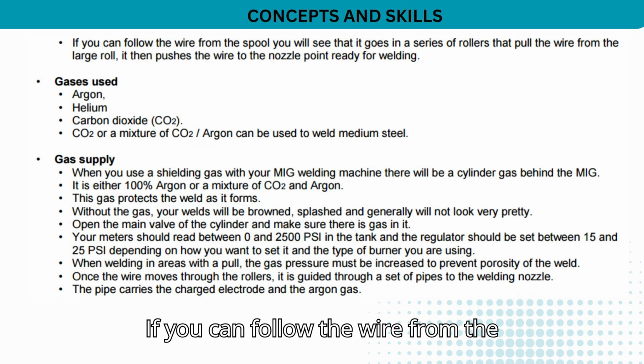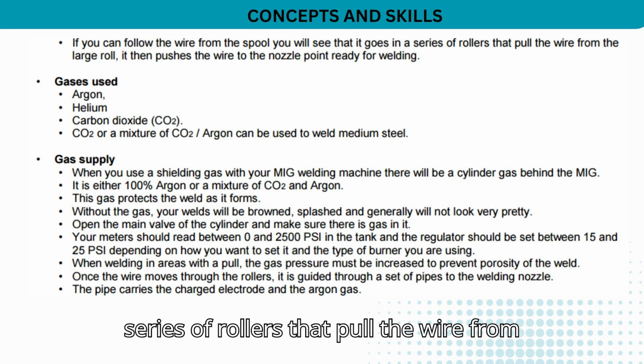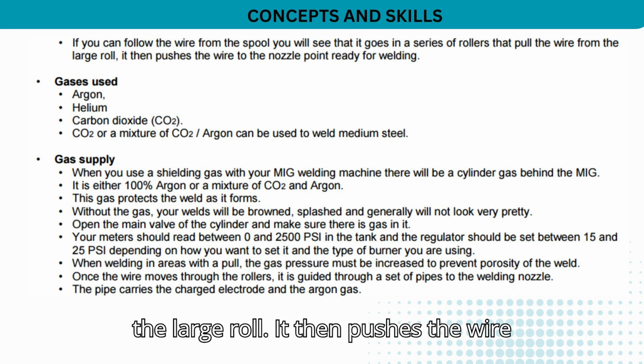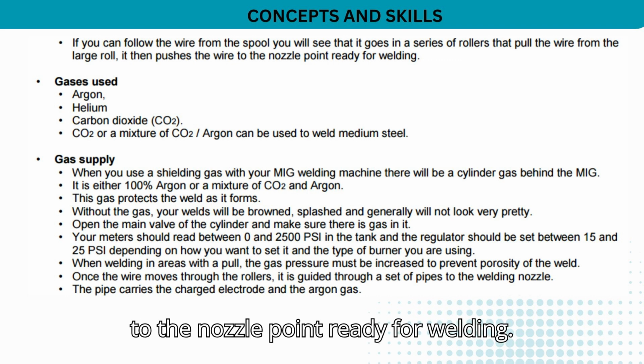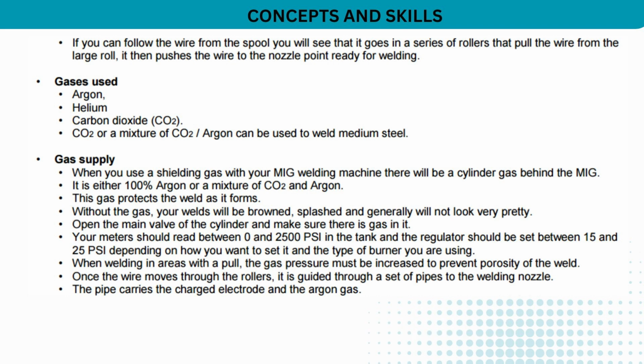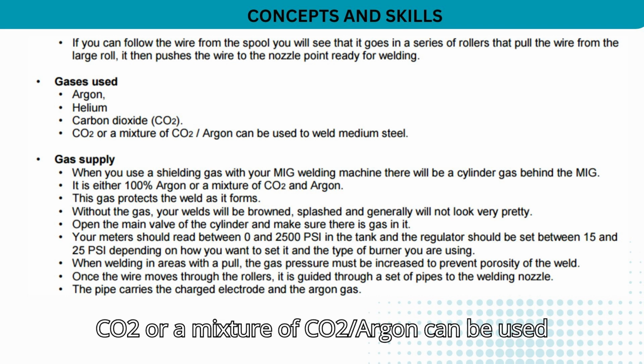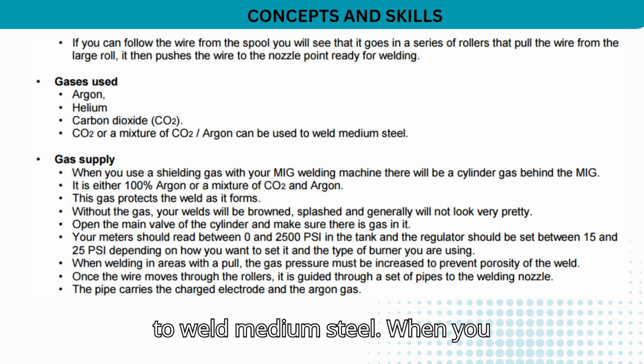If you follow the wire from the spool you will see that it goes through a series of rollers that pull the wire from the large roll. It then pushes the wire to the nozzle point ready for welding. Gases used: argon, helium, carbon dioxide, CO2. CO2 or a mixture of CO2 and argon can be used to weld medium steel.